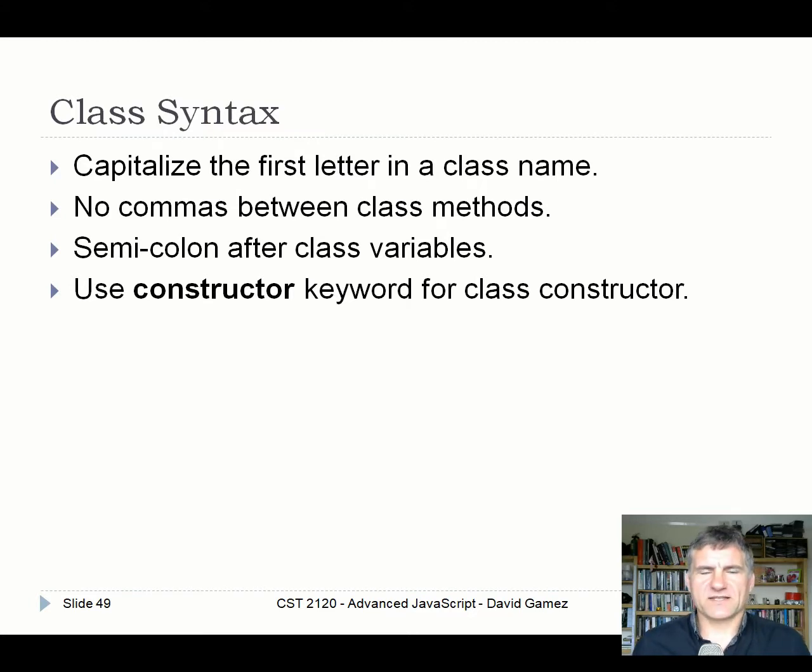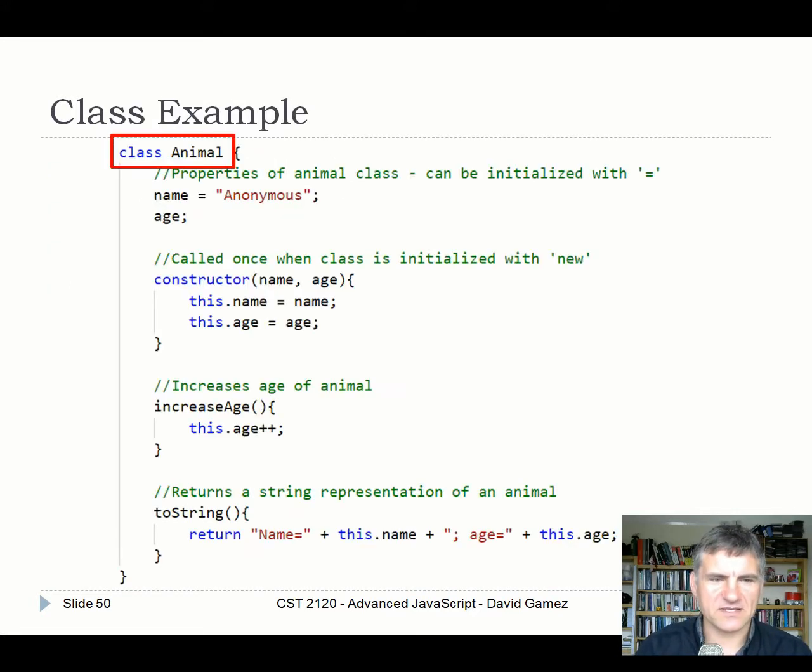To create classes in JavaScript, there are a few basic rules. You capitalize the first letter in a class name. That's standard. It's not enforced by the language, but it's something you should stick to as a convention. There are no commas between class methods, a semicolon after class variables, and you use the constructor keyword. That's probably easier with an example than this kind of abstract stuff, so let's go through a class.